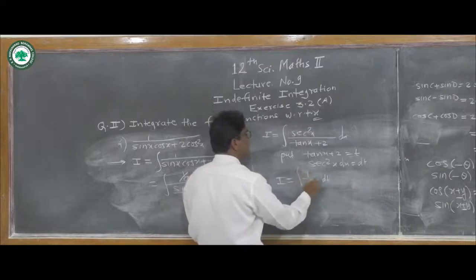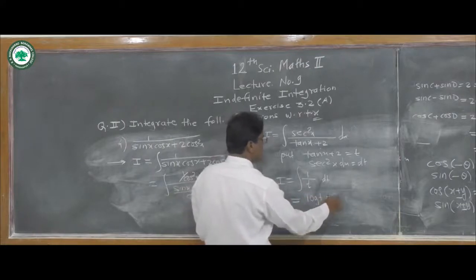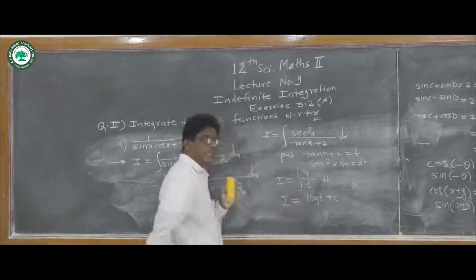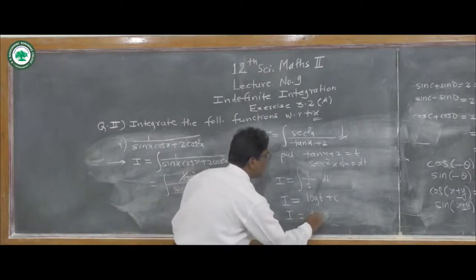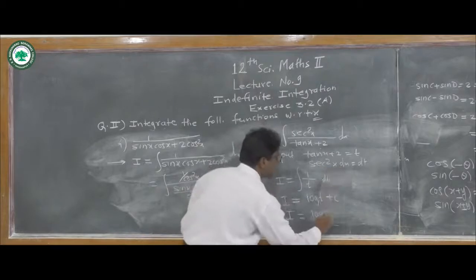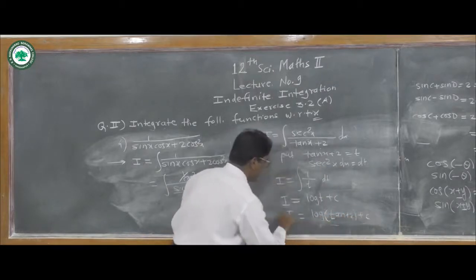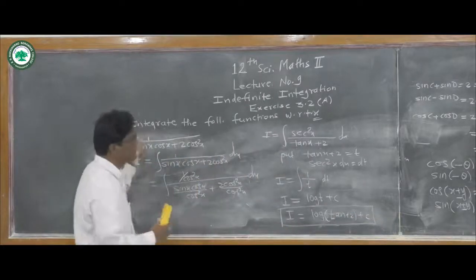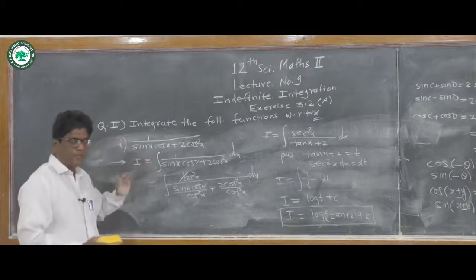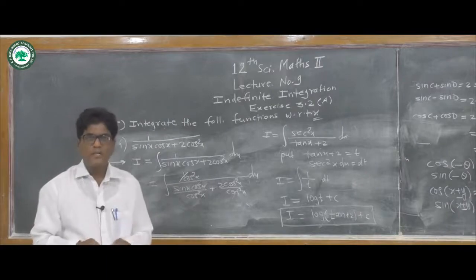And in the denominator, tan x plus 2 is t, and integration of 1 upon t we know is log of t plus constant of integration, and finally put the value of t: I is equal to log of tan x plus 2 plus constant of integration. In this way we completed the fourth problem of question number 2, and the remaining problems we will see in the next video lecture. Okay, we stop here.